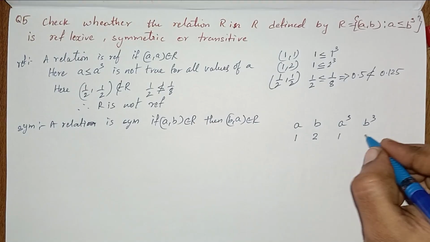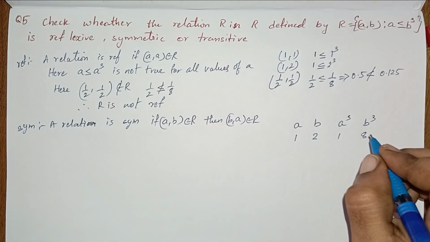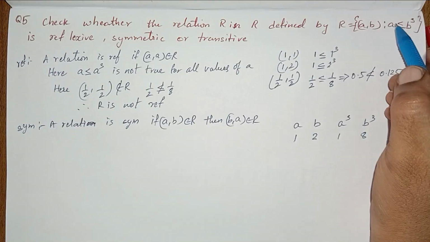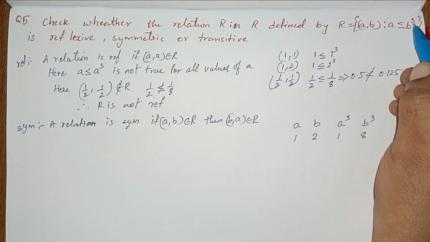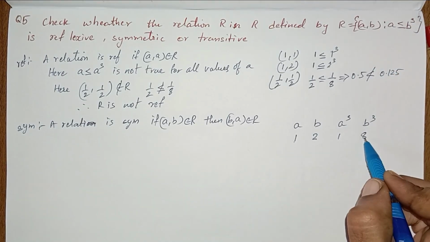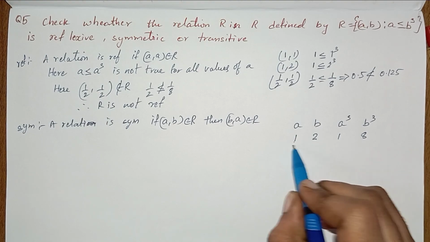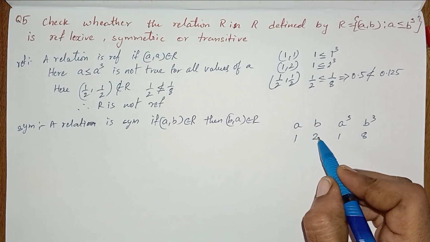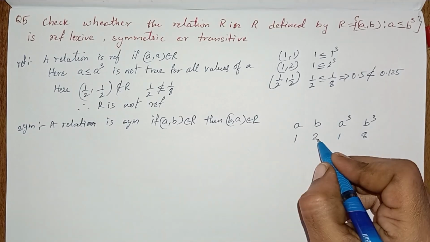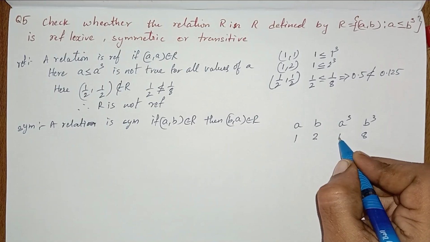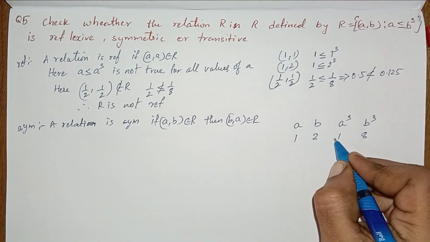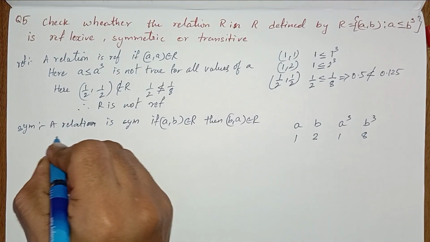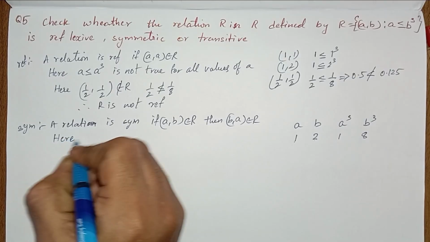And b is 2, so b cube is nothing but 8. So here if we take (1, 2) for (a, b), what you have to check is that a is less than or equal to b cube, that is 1 is less than 8. So it is true, because 1 is always less than 8. Now let's take (b, a). So b is 2 and a is 1. So b is less than or equal to 1 cube, where you can see that 2 is greater than 1. So hence it is not true.